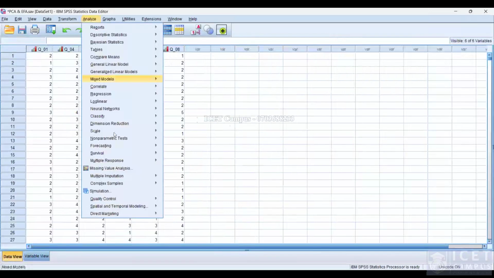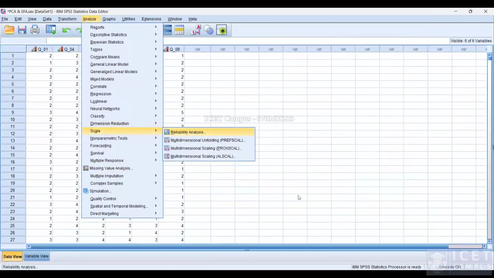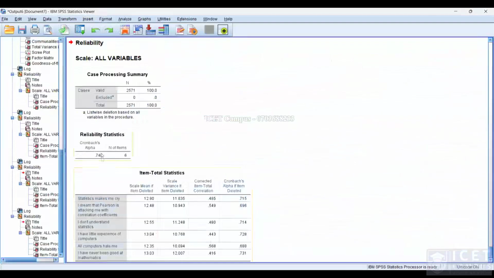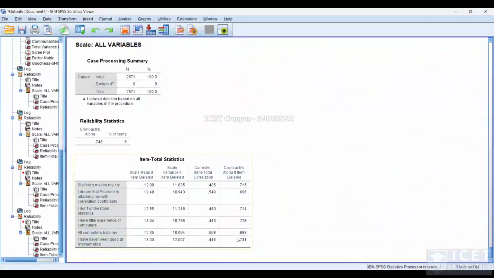Again, we can check analysis, scale, reliability analysis. Okay. Now my reliability is 0.748. Actually, that is the maximum reliability value I have to check. I deleted two items because I wanted to improve the reliability of my questionnaire. If I kept all of these 8 items, the reliability of the answers would not be very good. Therefore, I deleted these two.